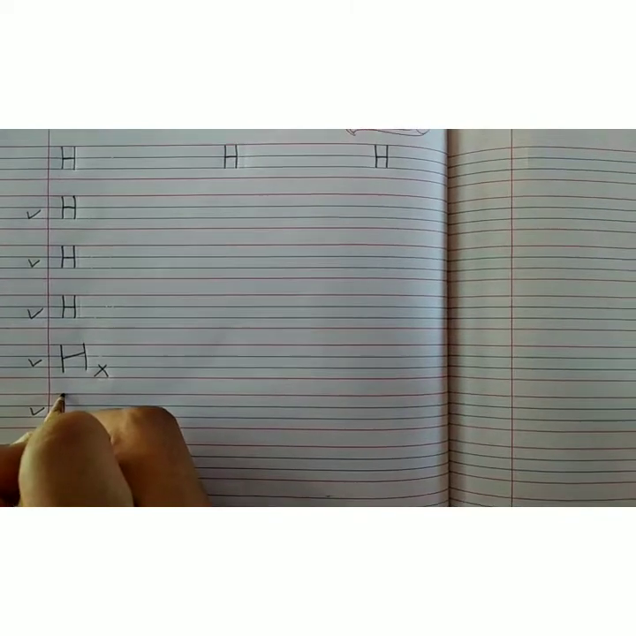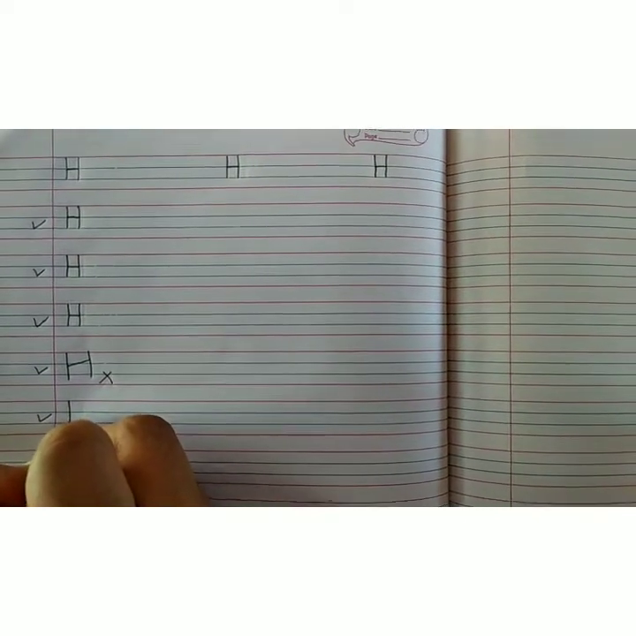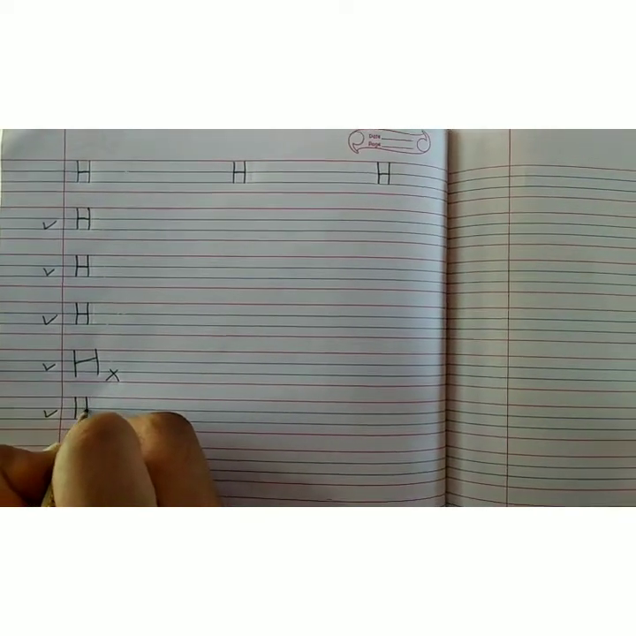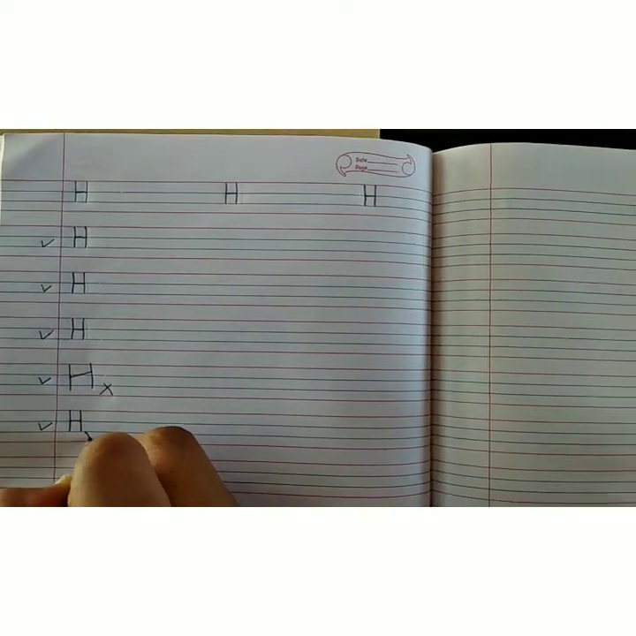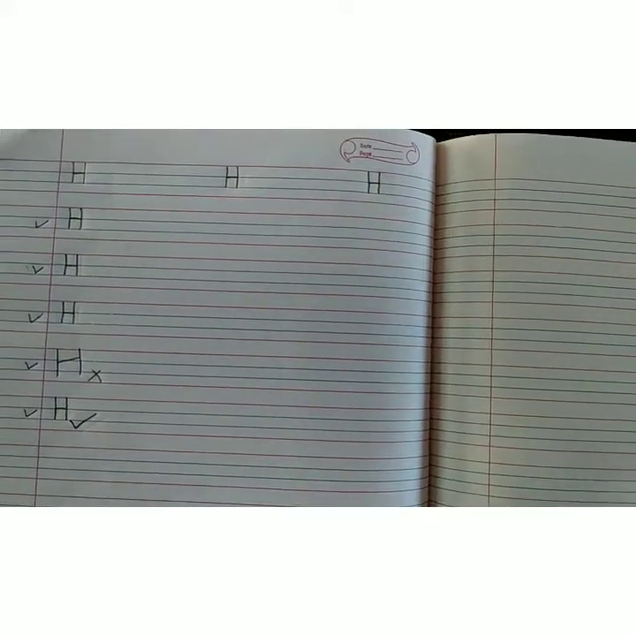And children, don't write like this, big, big capital letter H. This is wrong. We have to write like this. Standing line, and sleeping line. This is right. You have to write like this, okay?